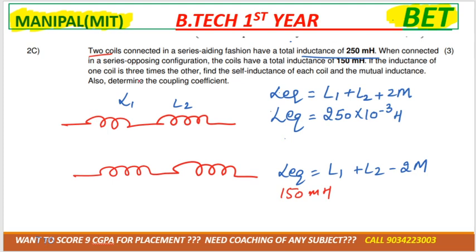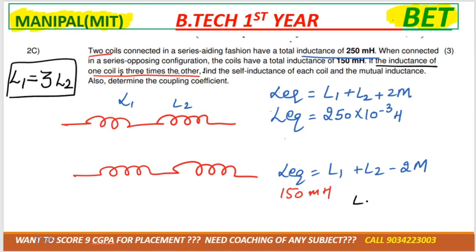If the inductance of one coil is 3 times of the other, तो इस exactly इसी statement से equation बनाओ. If the inductance of one coil, let us consider L1 equals to 3 times the other coil, L2. So we'll get one more equation, that is L1 is equals to 3L2. Find the self inductance and the mutual inductance and coefficient of coupling. तो पहले बताओ, we'll have 3 equation. 3 equation आ गई ना.